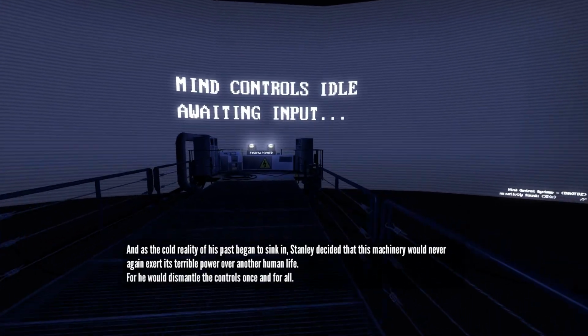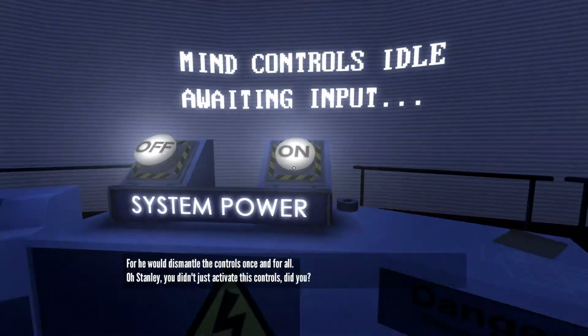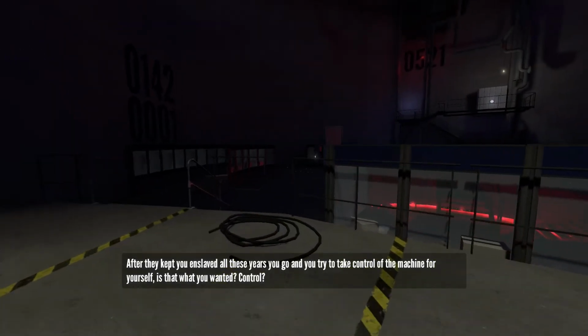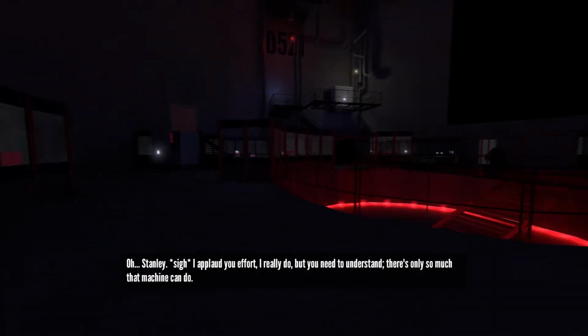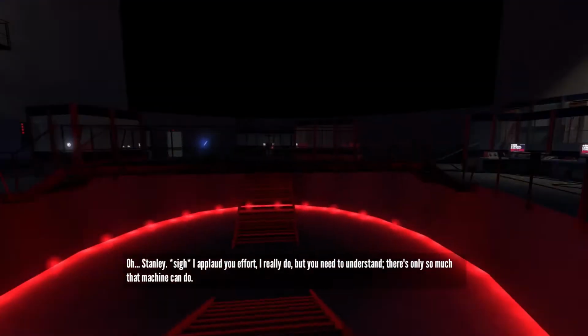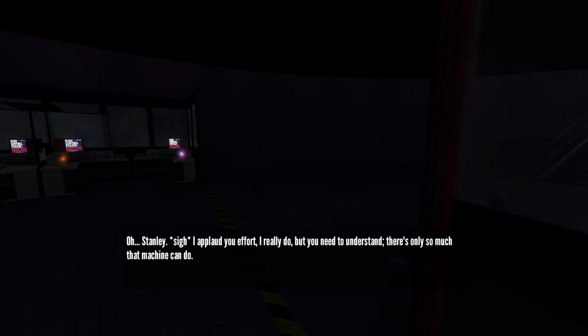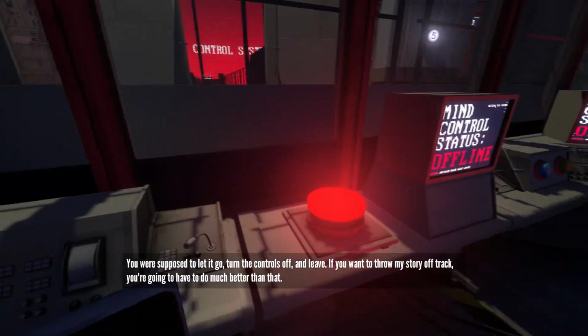He would dismantle the controls once and for all. Oh, Stanley, you didn't just activate the controls, did you? After they kept you enslaved all these years, you go and you try to take control of the machine for yourself. Is that what you wanted? Control? Oh, Stanley, I applaud your effort, I really do. But you need to understand, there's only so much that machine can do. You were supposed to let it go, turn the controls off, and leave.